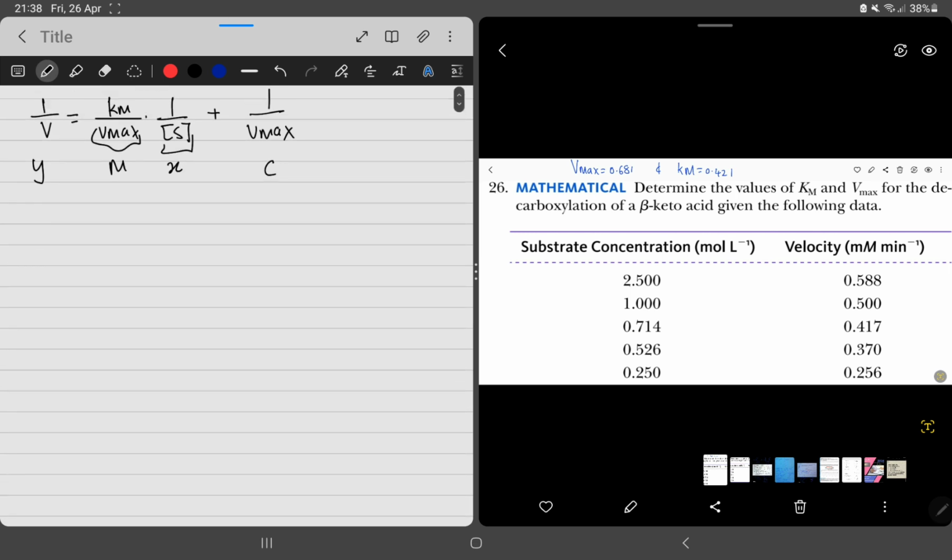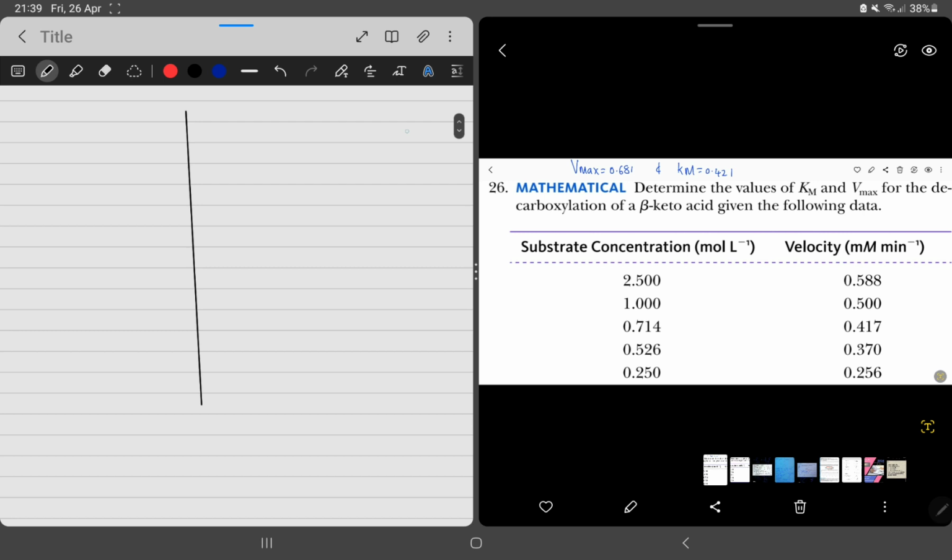So as you can see, we have the inverse of the velocity, and we also have the inverse of the concentration of the substrate. For this data, we are given the substrate concentration. So we need to find the inverse for the concentration of the substrate, and we also need to find the inverse for the velocity. Okay, so we need 1 over the concentration of the substrate, and then the units are not going to change. Also, we need 1 over V.